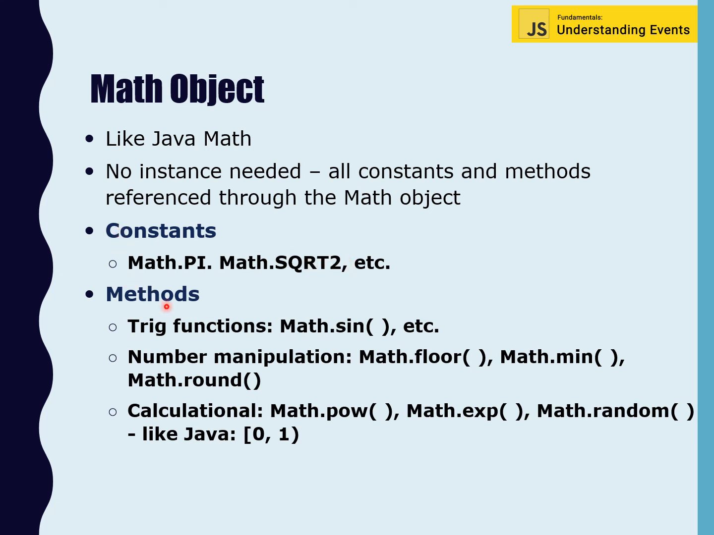If you want to include trigonometric functions, we can use Math.sin, Math.cos, Math.tan, likewise. For number manipulations, Math.floor is available, Math.min is available, Math.round is available. Most of the mathematical functions are available in JavaScript. So if you are using any mathematical function, you have to use the Math object, then dot the corresponding function name. Math.pow, Math.exp, Math.random. All the Math related functions are similar to Java's Math class functions.